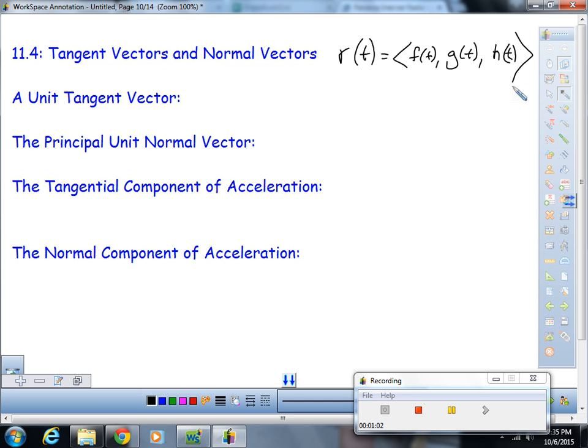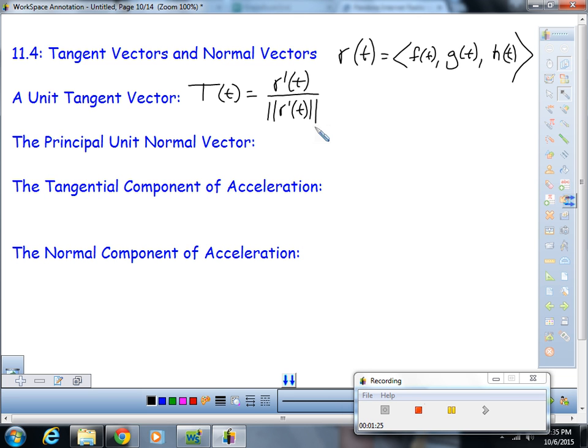So, a unit tangent vector. Well, first of all, we are going to refer to that as capital bold T of t, okay? And that is equal to r prime of t over the magnitude of r prime of t.